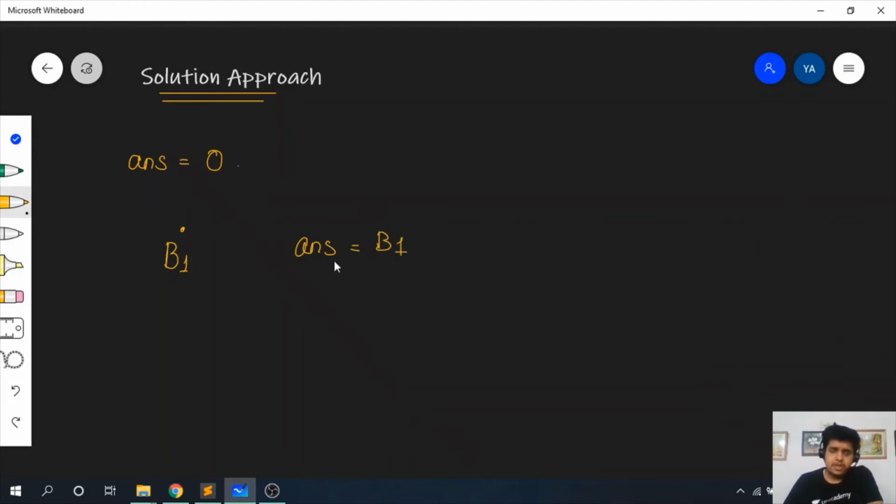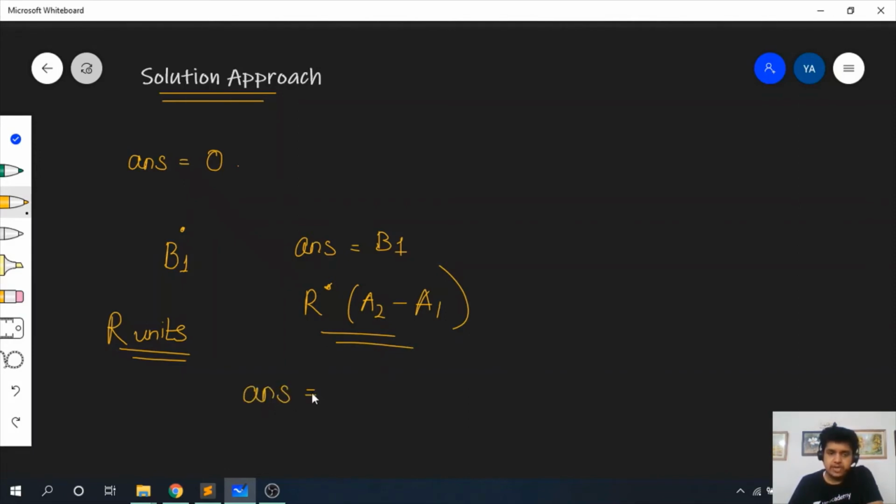Now, as we know that he loses R units of tension per minute when he relaxes, how much will he lose? He will lose R into A2 minus A1 after the first exercise, because A2 is when he starts his second exercise. So this is the tension that he loses after his first exercise. So now answer will be equal to B1 minus R into (A2 minus A1).